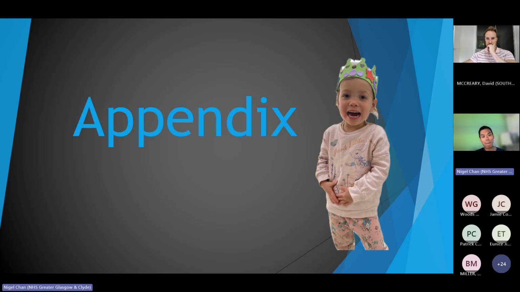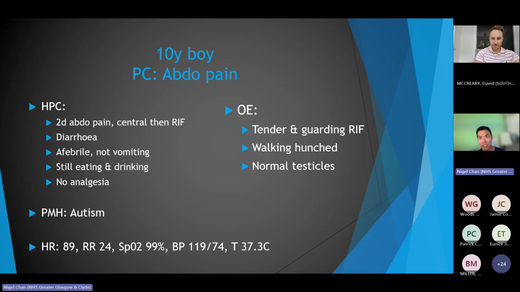So my argument is, if you can scan the appendix, if you can see it and it looks normal, then I'm not going to bleed them. They don't have appendicitis. If I can see it and it looks abnormal, then they've got appendicitis. And if it's somewhere in between, then at least it gives me a bit more information to make a judgment call as to whether they need bloods or not in the first place. So we'll probably just have time to do one of these.